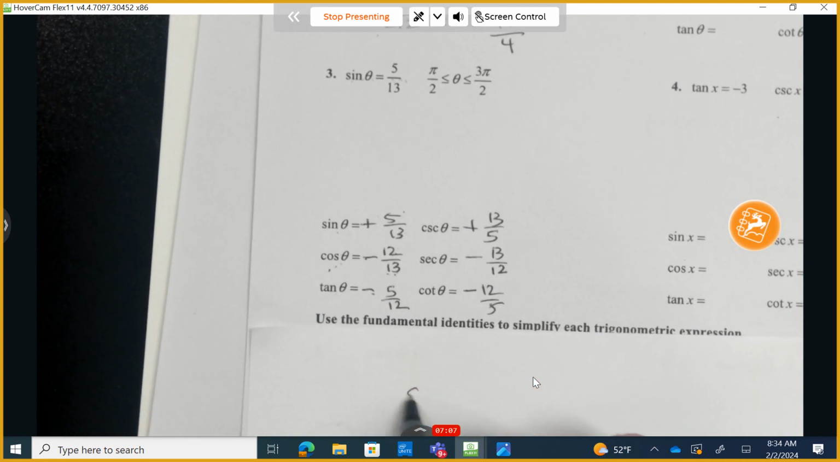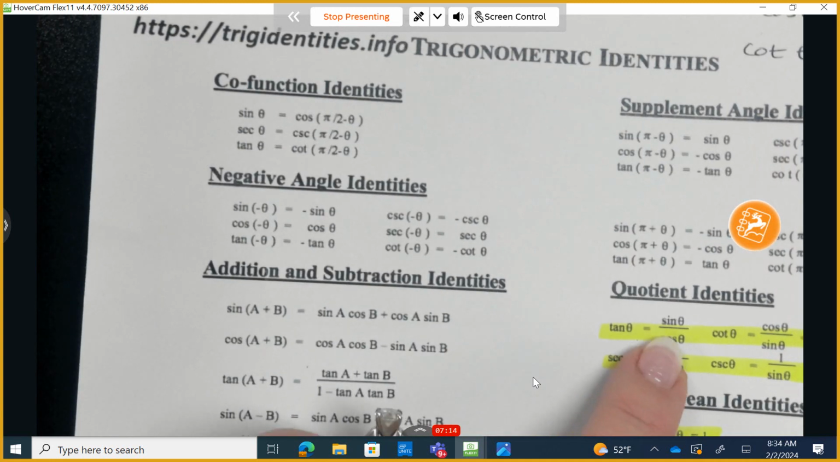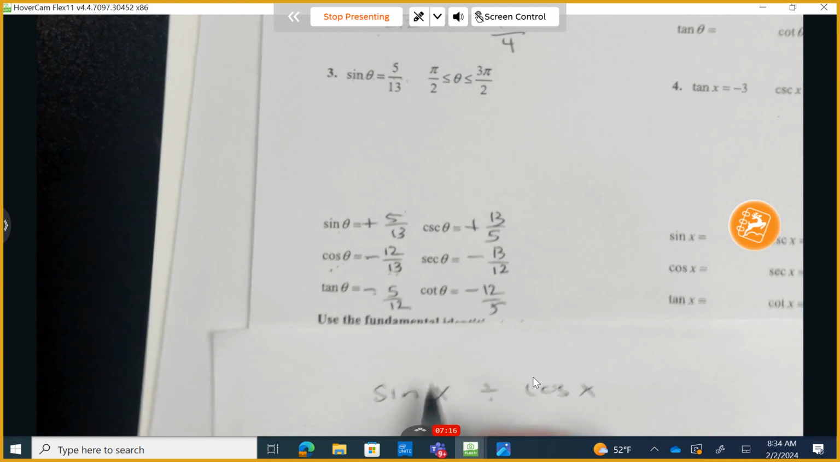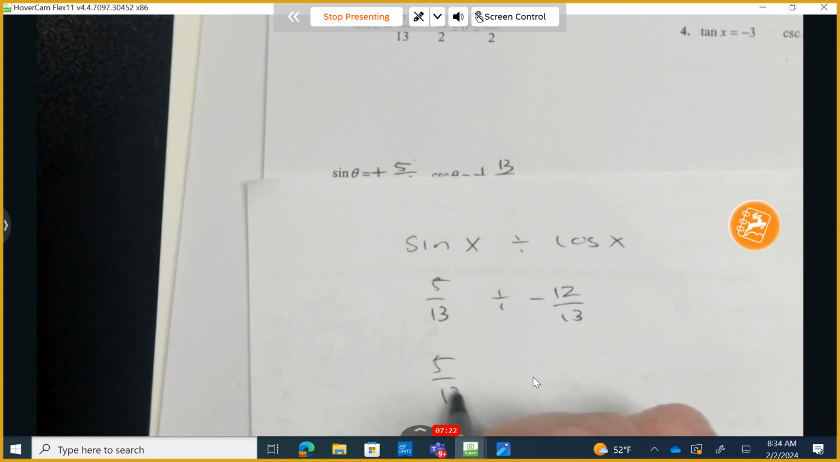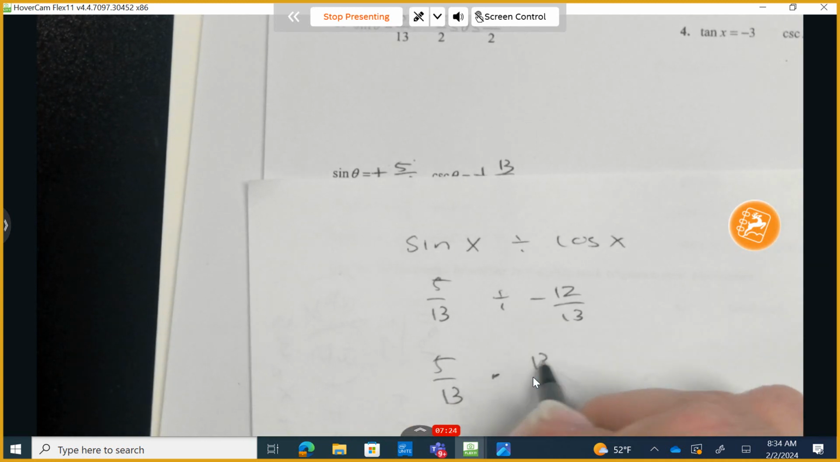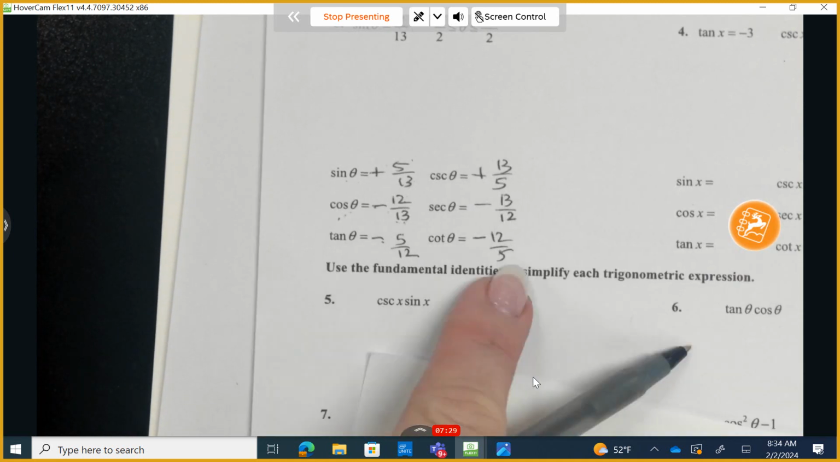If that did not make sense to you, then think sine divided by cosine, because tangent is sine divided by cosine. So my sine is 5/13 divided by cosine negative 12/13. And then when I divide, I turn division into multiplying and flip the second fraction. I end up with negative 5 over 12 and the reciprocal.